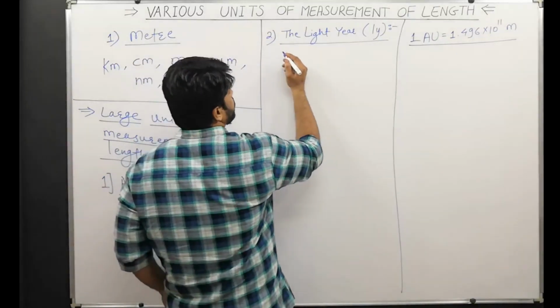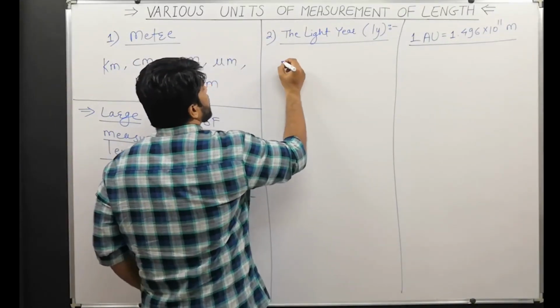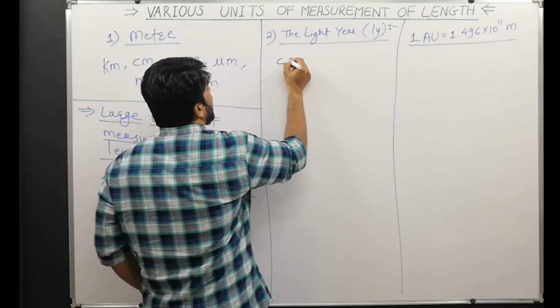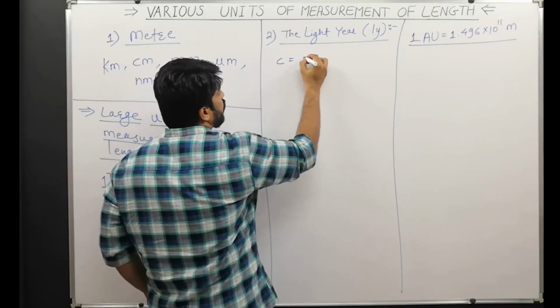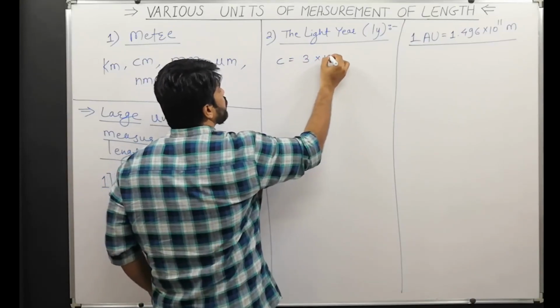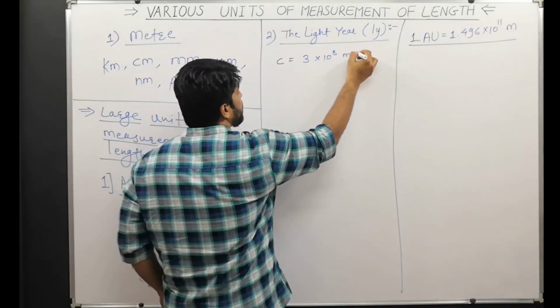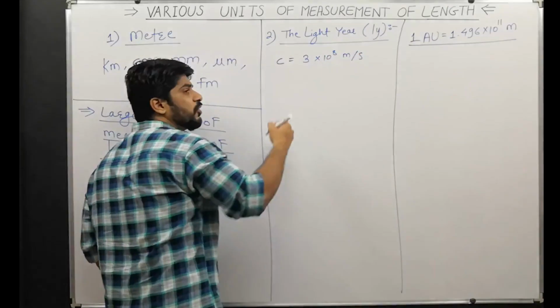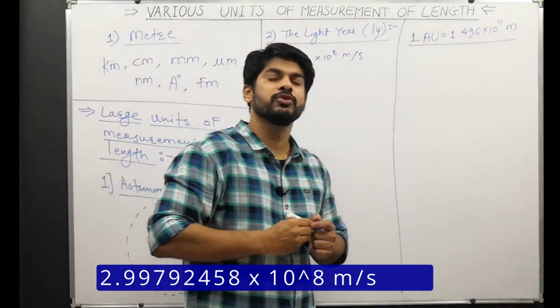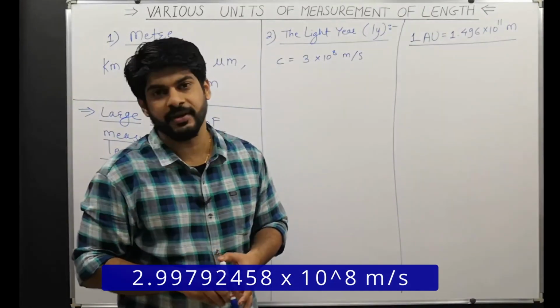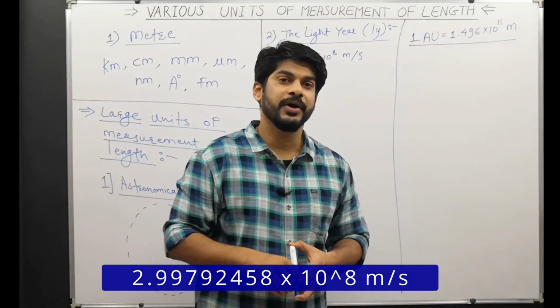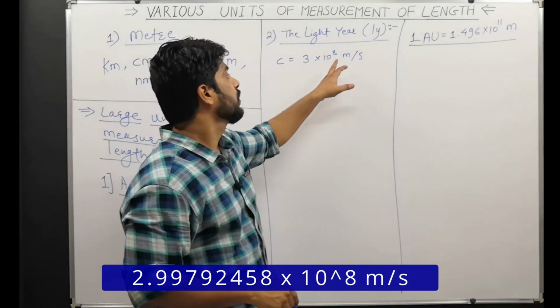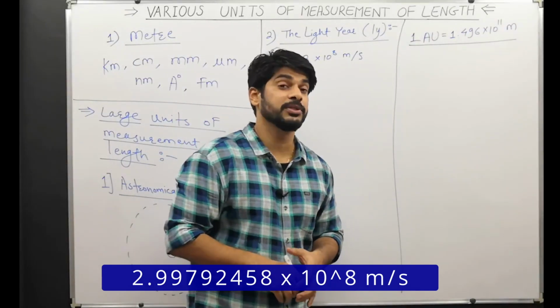As we all know, the speed of light is about 3 into 10 raised to 8 meters per second. This is not the actual value. The actual number would be 2.99792458 into 10 raised to 8 meters per second.